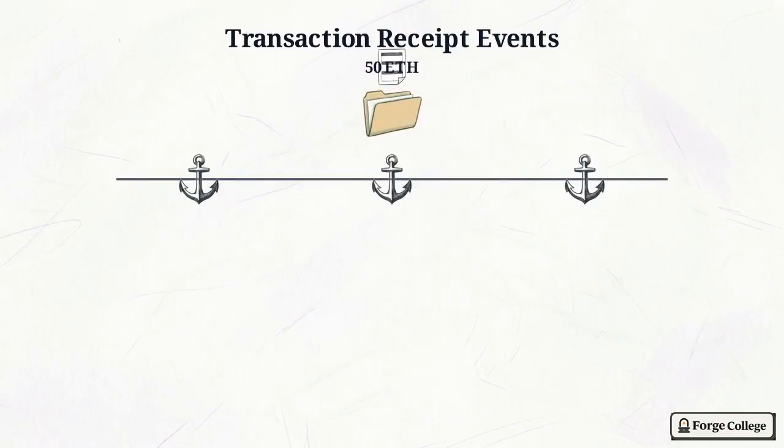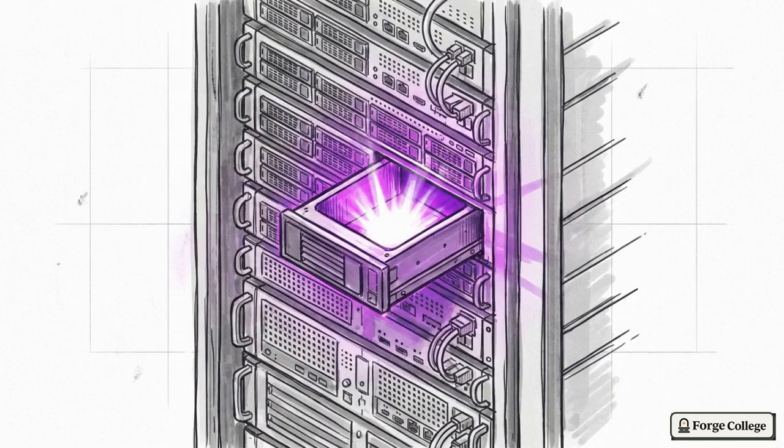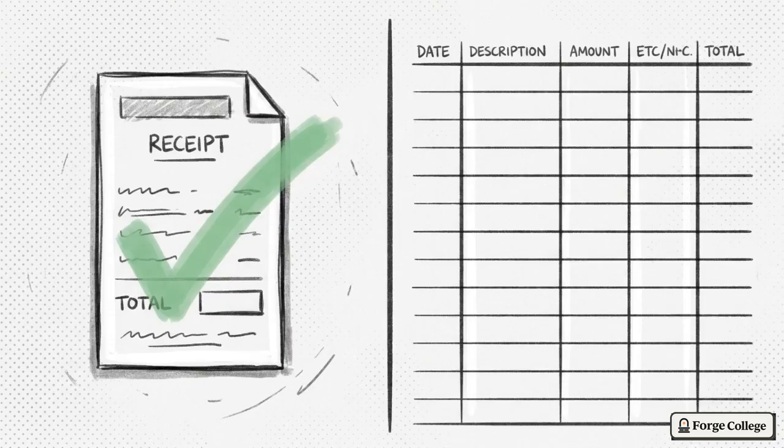We extract the specific transfer amount from its data payload, and then we compare it against the final storage snapshot taken at the end of the transaction. The storage snapshot does not contain the expected new balance. The log says a transfer happened, but the blockchain's permanent storage disagrees.